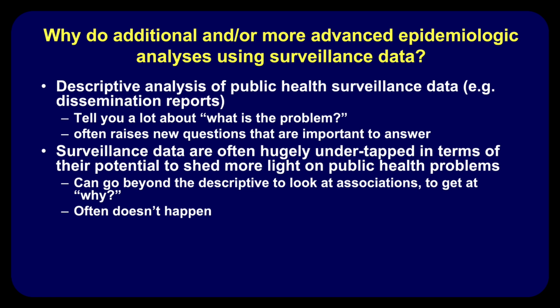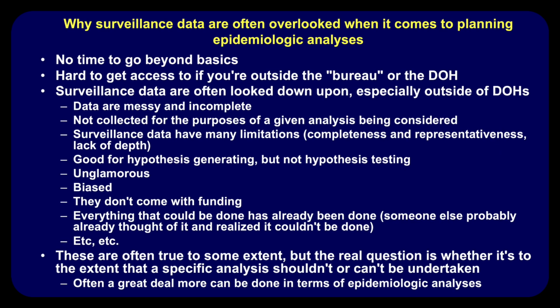And I would argue that in general, surveillance data are often really undertapped in terms of their potential to shed more light on public health problems and answering public health research questions, or just general important public health questions or evidence gaps. So can we think about going beyond the descriptive work to look at associations and often to try to get at why? I think I'll make the case that it's possible to use surveillance data in this way, but too often, in my view, it doesn't happen.